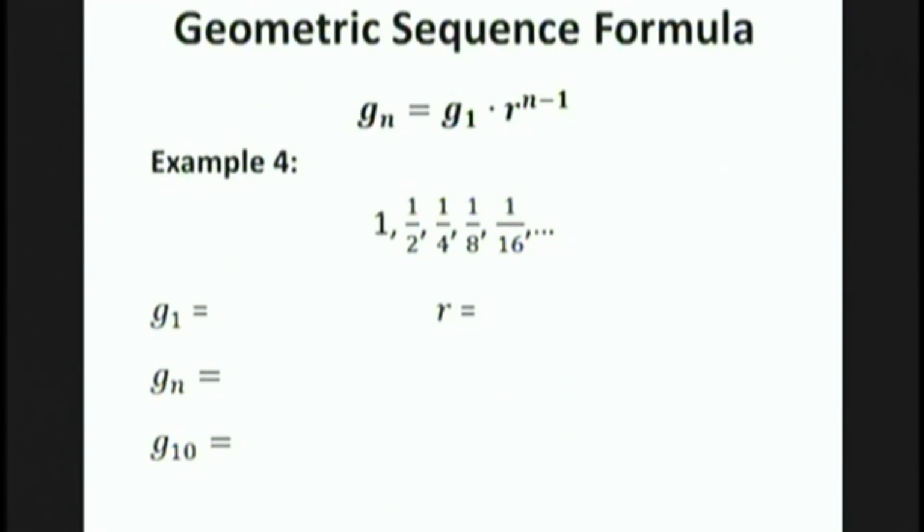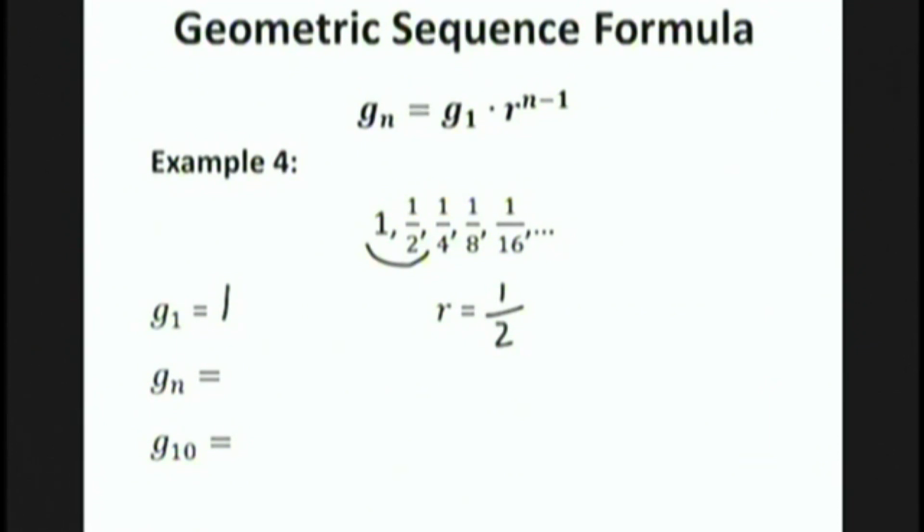So let's look at an example here. 1, 1/2, 1/4, 1/8, 1/16, and so on. The first term of the sequence is 1. That's G1. The common ratio we could get by dividing any term by the previous term. It's easiest here to use the first two terms. 1/2 divided by 1 is simply 1/2. So the common ratio is 1/2.